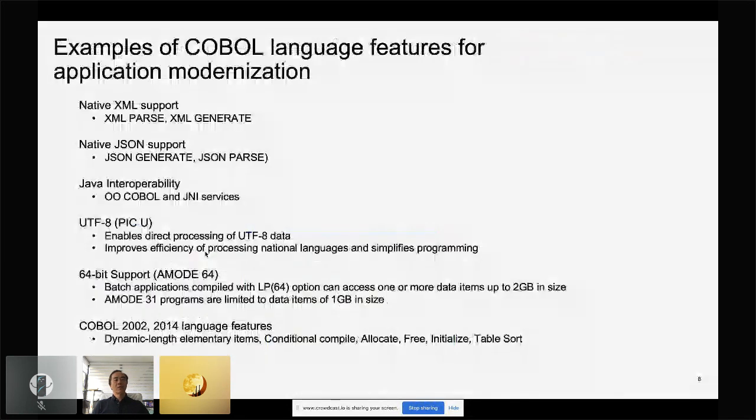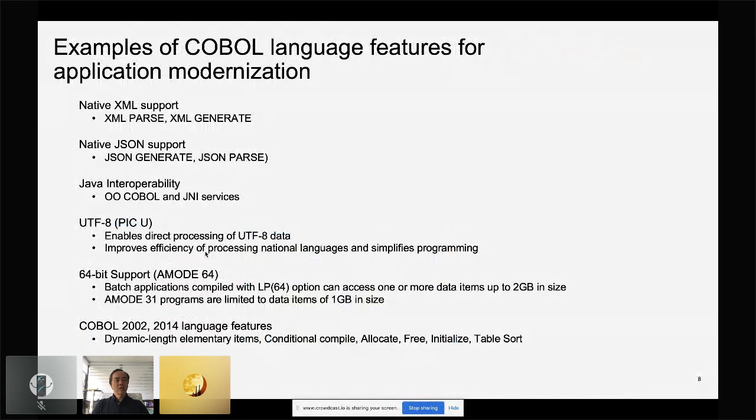So I talked about modernization features, and here are some examples of it, right? Way back in version 4, we put in native XML support. So basically we extended the language to natively process XML documents, right? We put in new phrases like XML PARSE and XML GENERATE. Not only can you parse a document, but you can also generate an XML output from the data in your COBOL application.